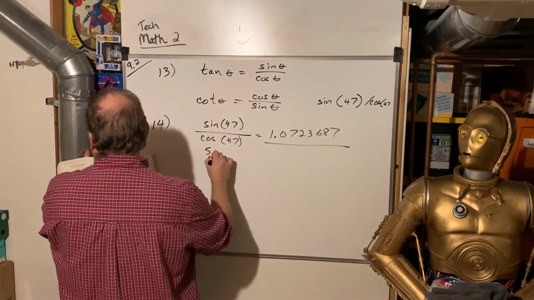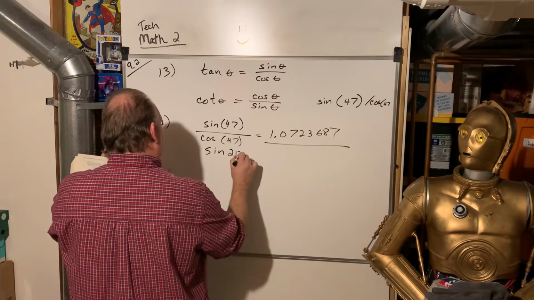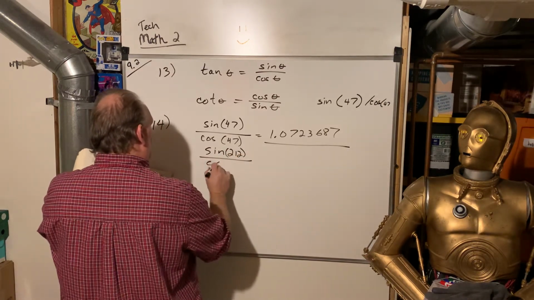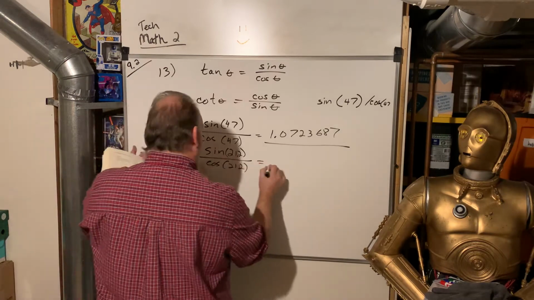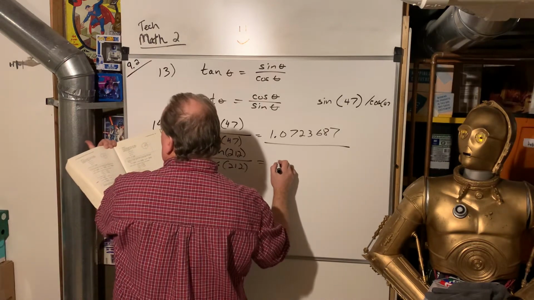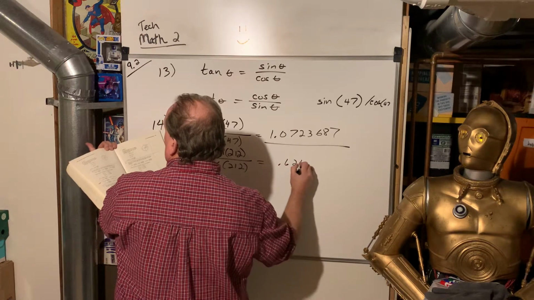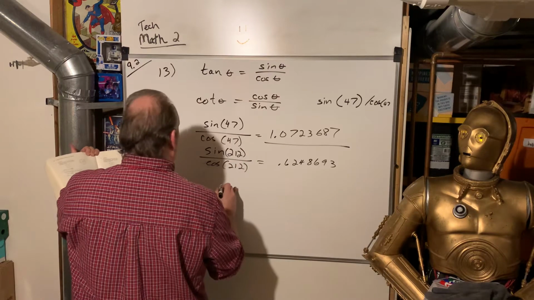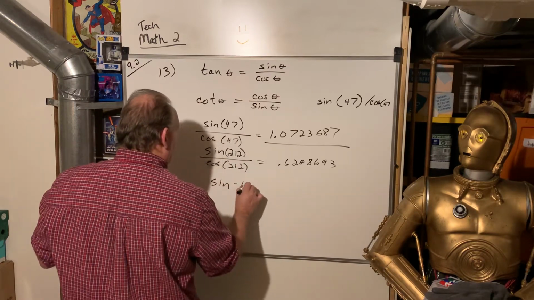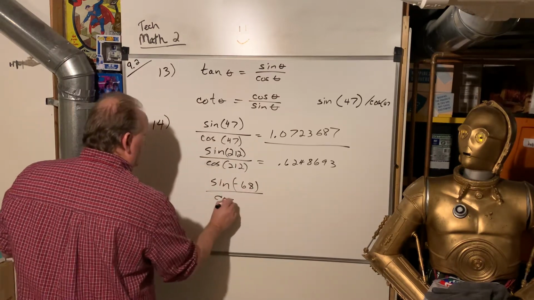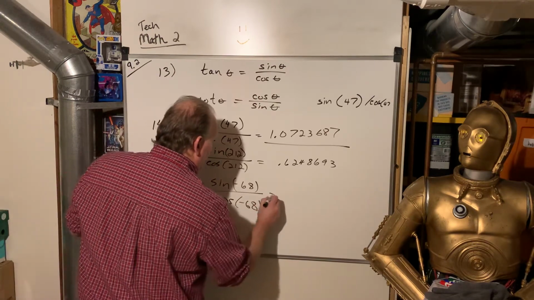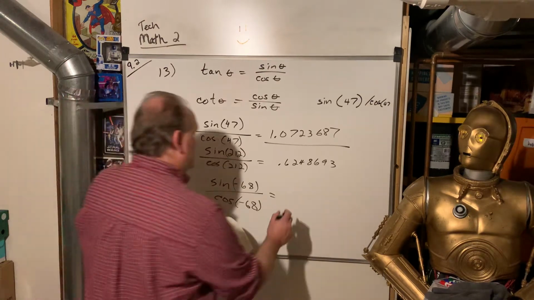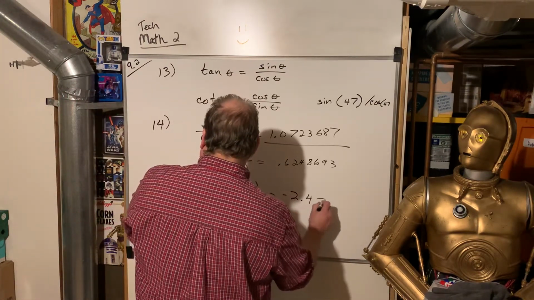Next one they want us to check is the sine of 212 degrees divided by the cosine of 212 degrees. And that works out to be the same. That's 0.6248693. And then they want the sine of negative 68 degrees divided by the cosine of negative 68 degrees. And again, the exact same as the tangent of negative 68 degrees. Negative 2.47.